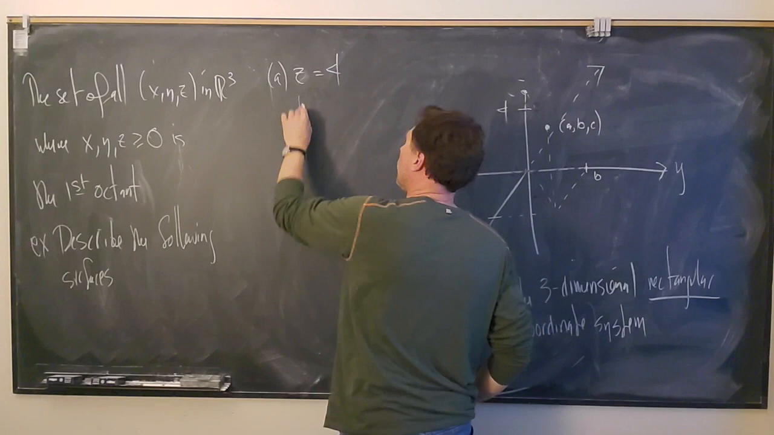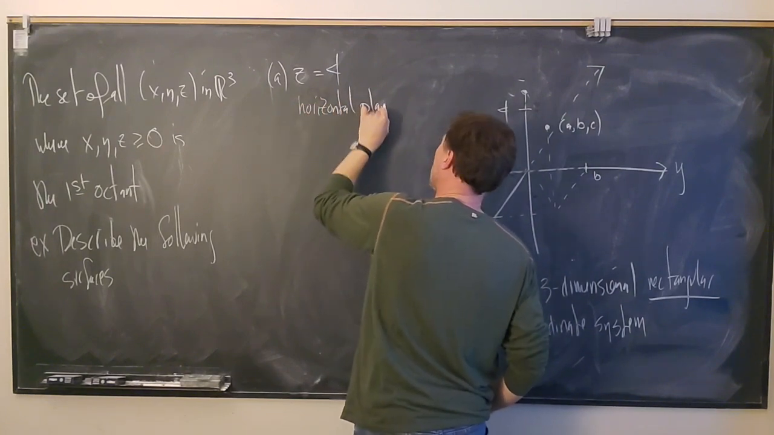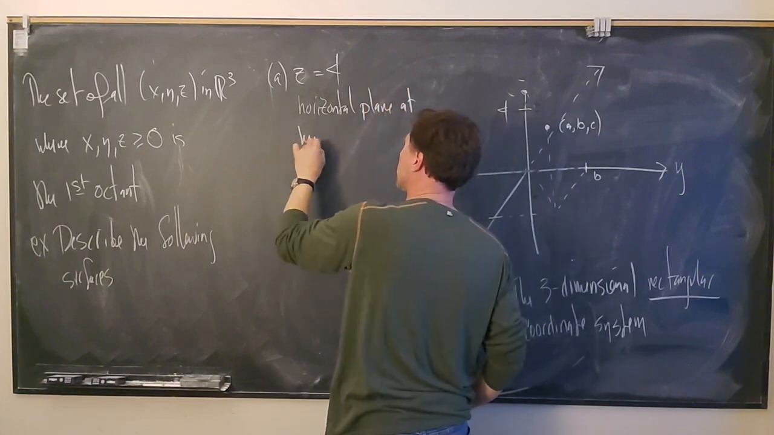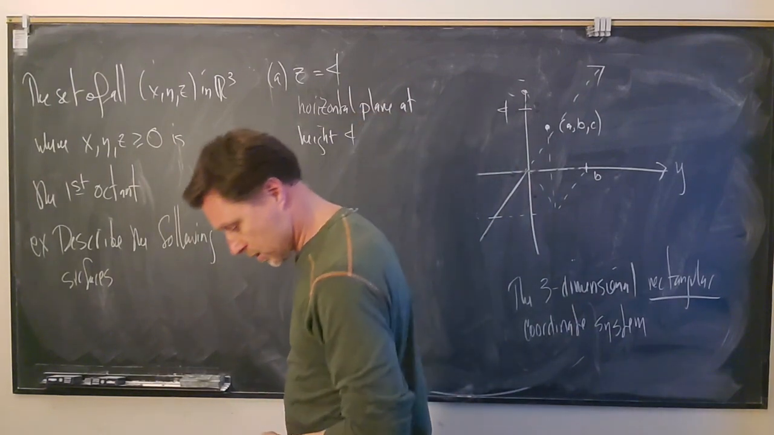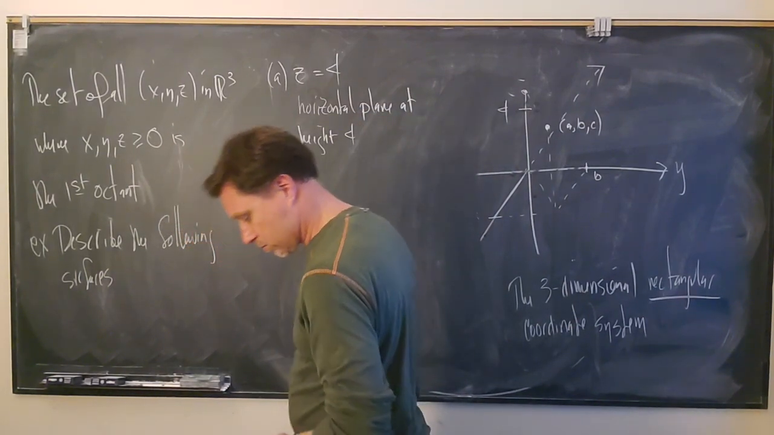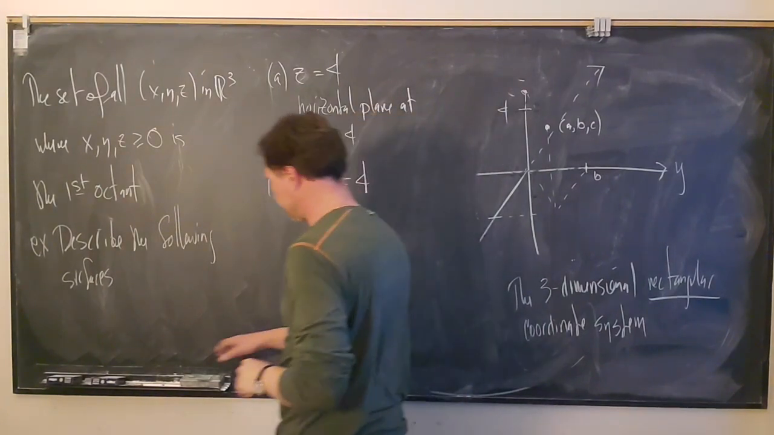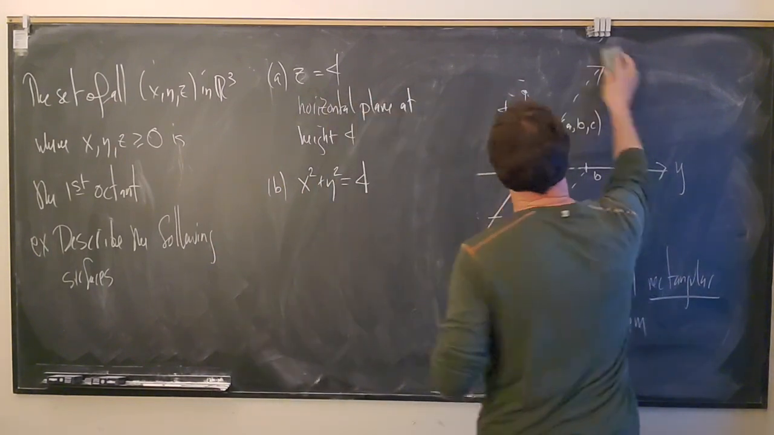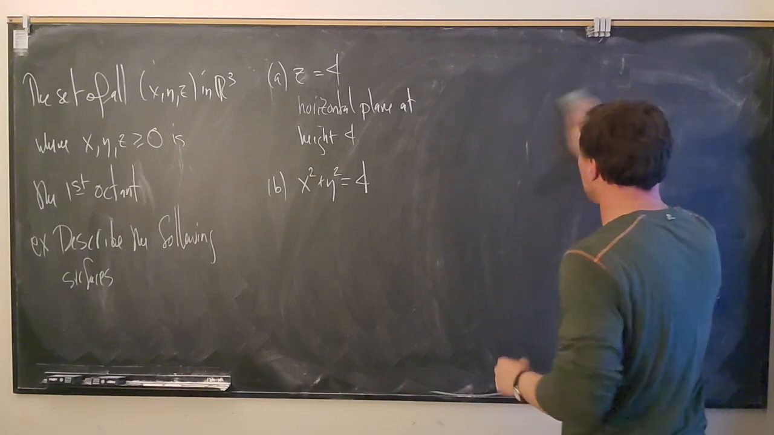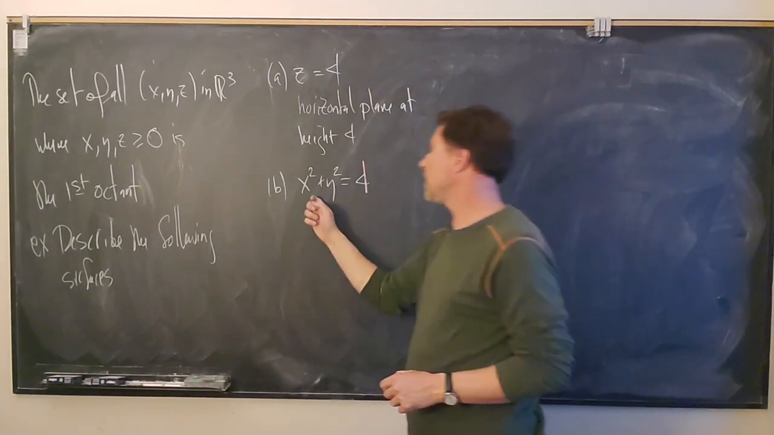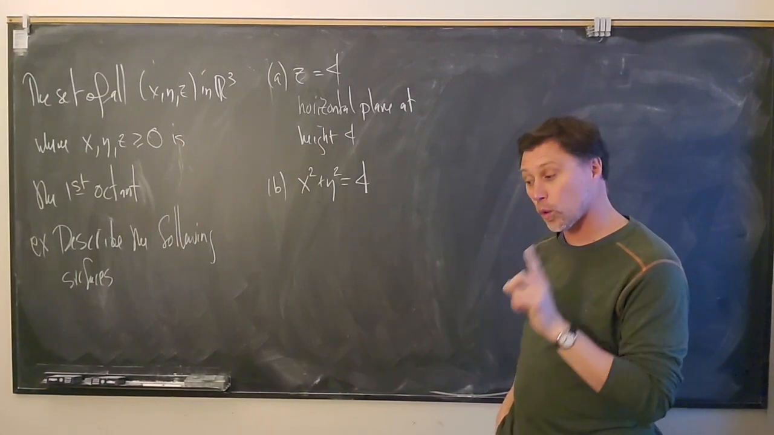Right, so horizontal plane at height 4. Next one, let's do this one. x squared plus y squared equals 4. Now, if you saw this equation and you're working in the plane, you say, oh, I know what this is. This is a circle of radius 2 centered at the origin. But now we have to remember that we're working in R3.